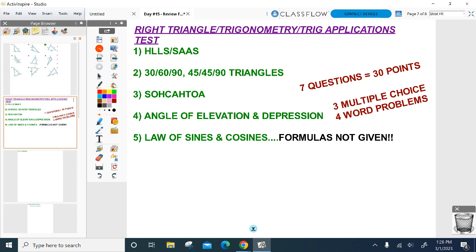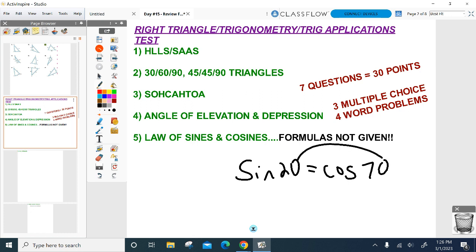Nothing else. All right, people have asked me about, remember when we did this, that the sine of 20 has the same value as cosine 70. Cosine and sine are equal when they're complementary. Not on there. Don't worry about it. I only put this big 5 up here because that's all that's on there. All right, that is all that is on there.